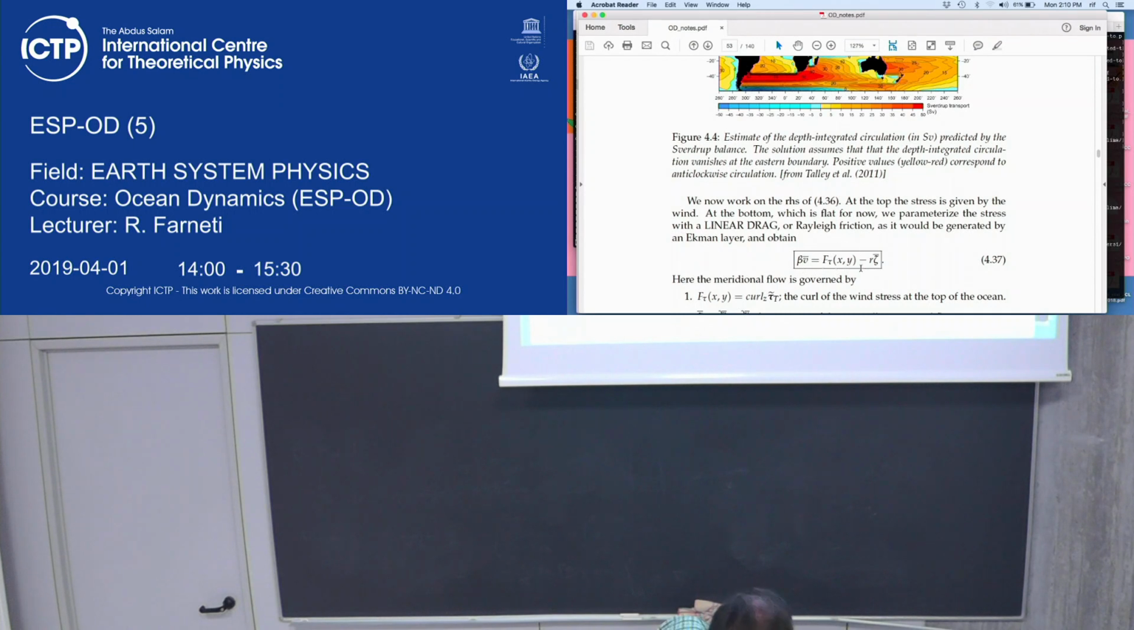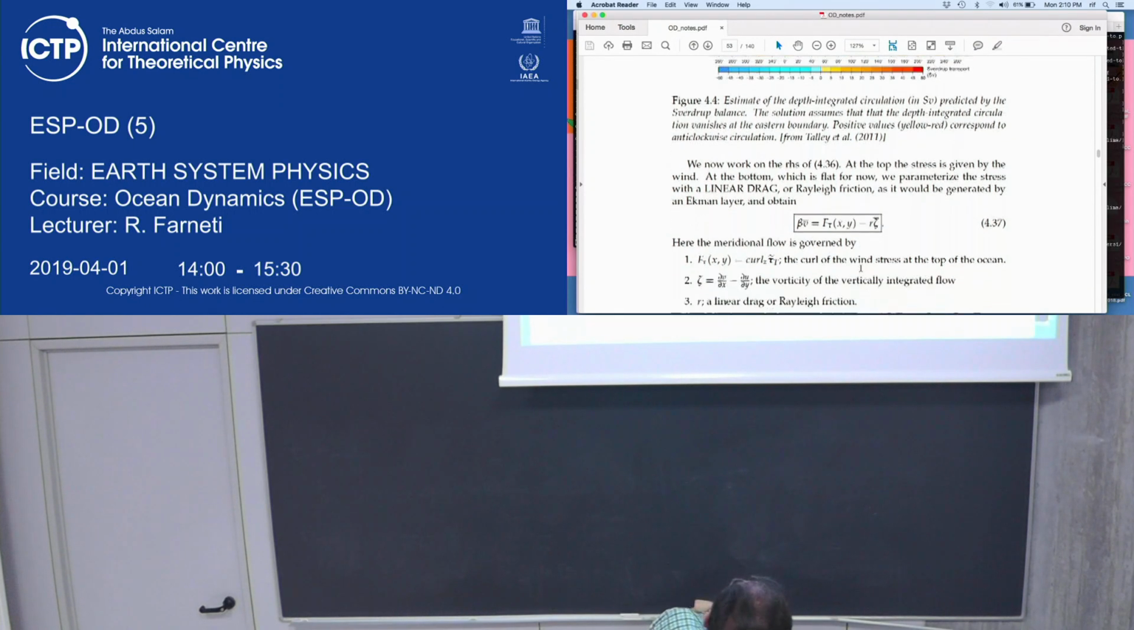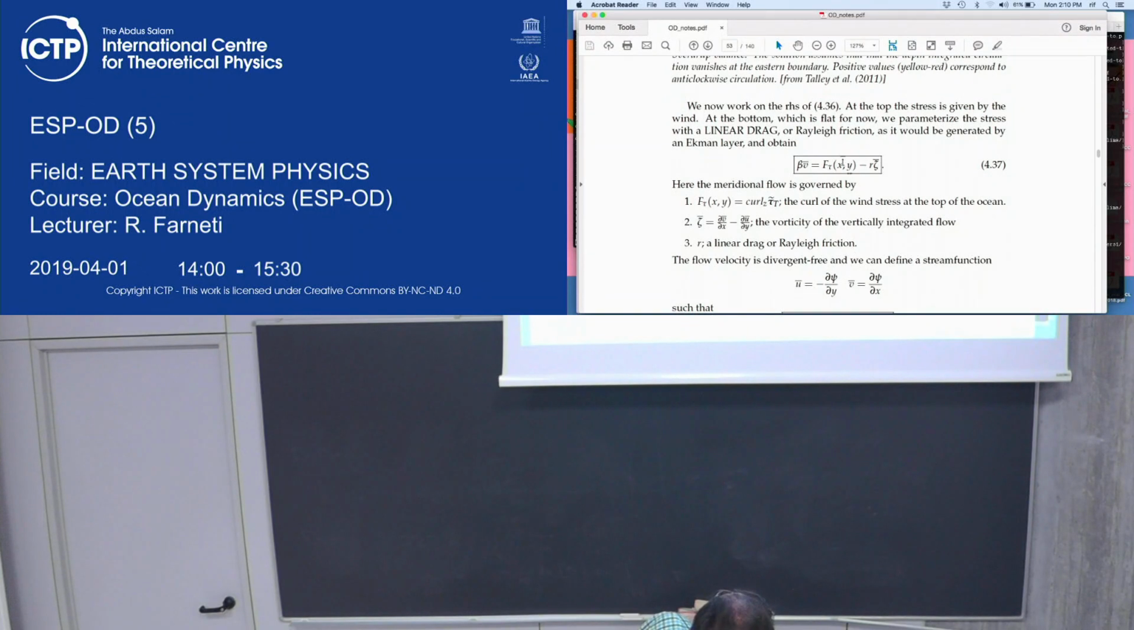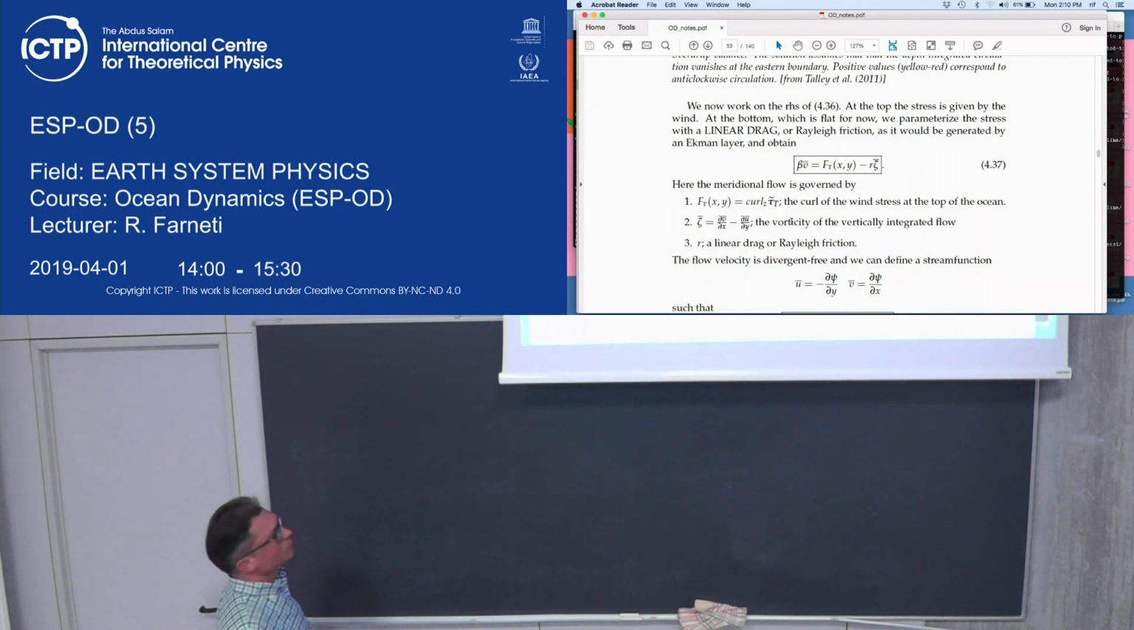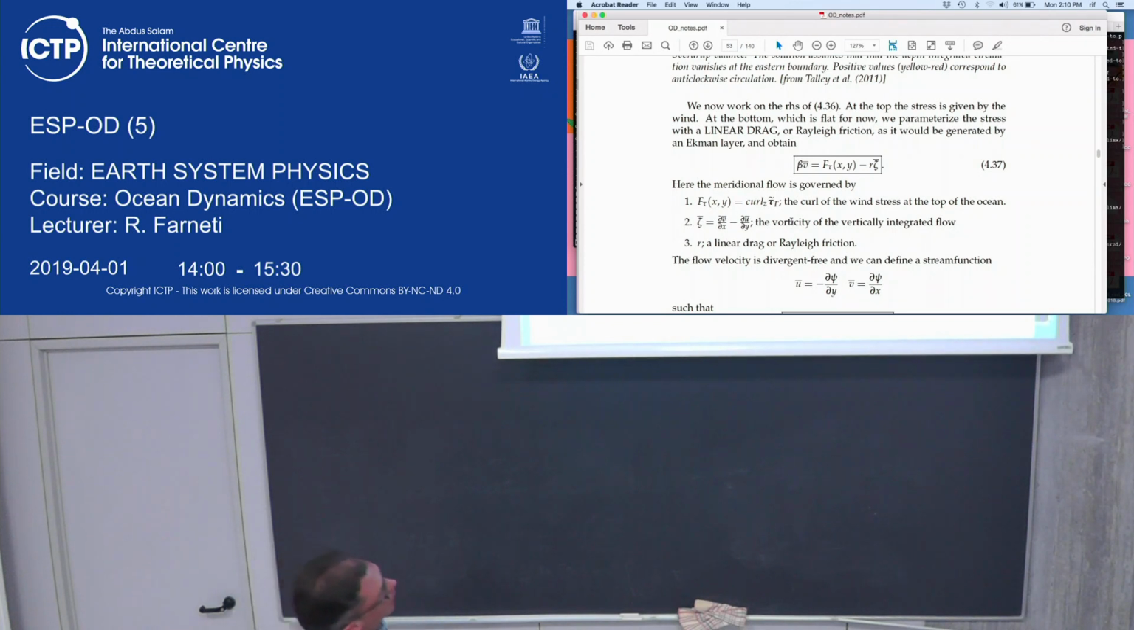And so he gave this expression where you have the curl of the wind stress on the right hand side, which is giving you vorticity at the surface. And that is balanced by a linear drag, or what could be Rayleigh friction, at the bottom through a parameter R that we'll see today a lot. Okay, and the vorticity of the ageostrophic flow in the interior, which is setting up the bottom Ekman layer.